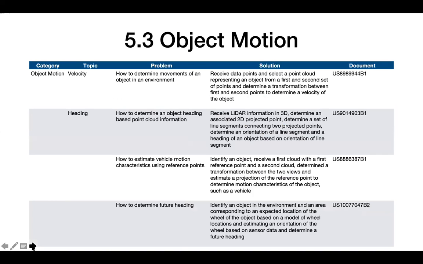So that's what we'll do in this section. Velocity and heading are the two categories here. How do I determine movements of an object in the environment? Receive data points and select a point cloud representing an object from first and second set of points and determine a transformation between those points to determine the velocity of the object. Whew, I told you this is abstract stuff.